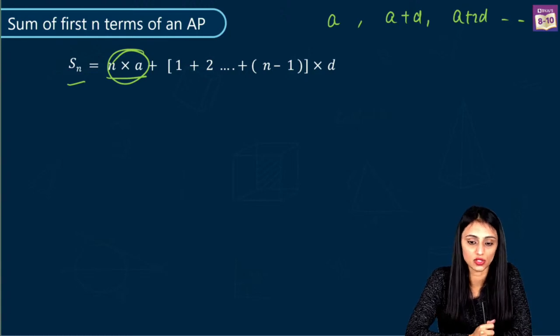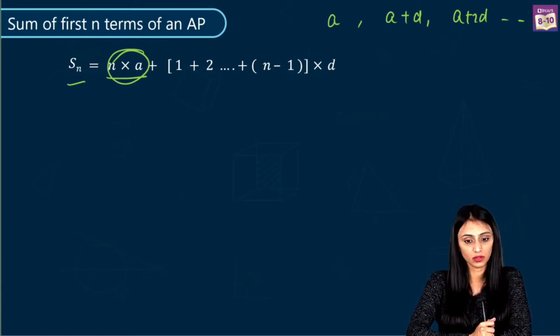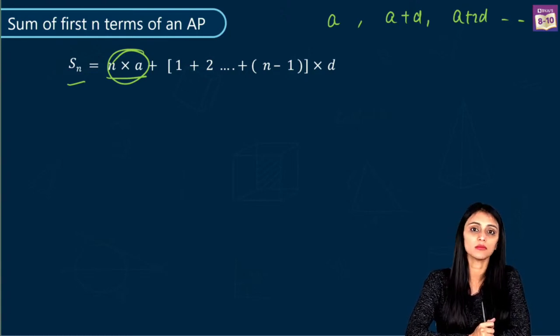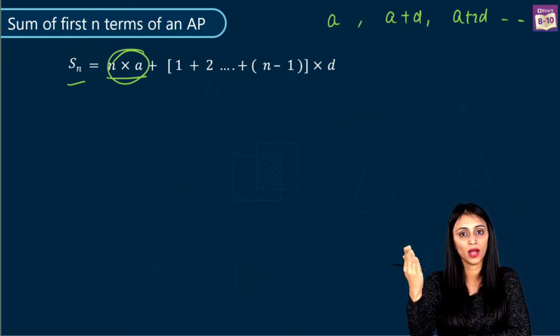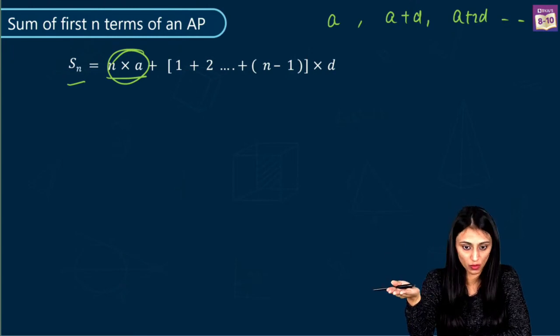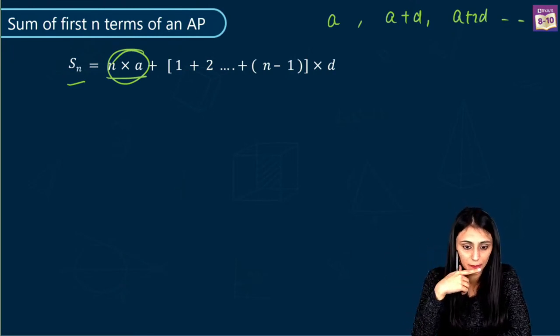Deepak, I'll answer this question. Why we cannot use this formula for other questions? I remember in the beginning also somebody asked me this. When I was explaining the general term formula, why we cannot use the sum of n terms formula there. I'll answer that.